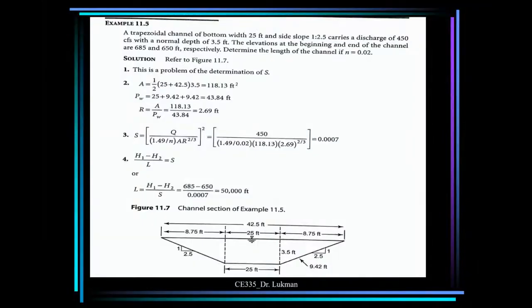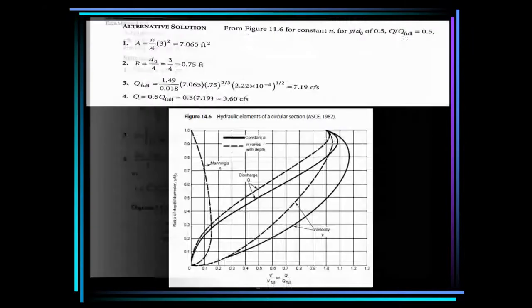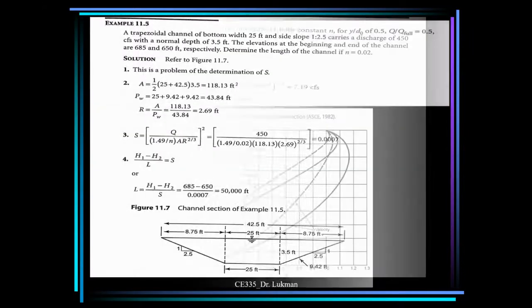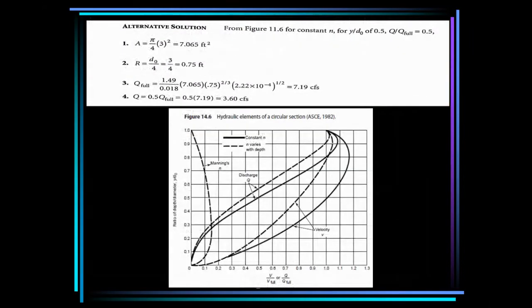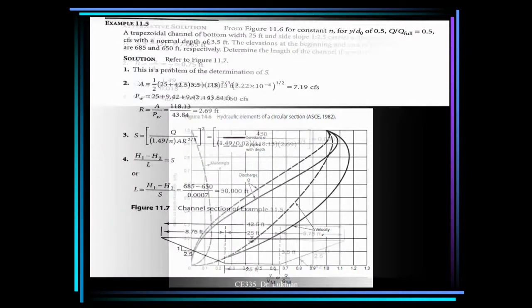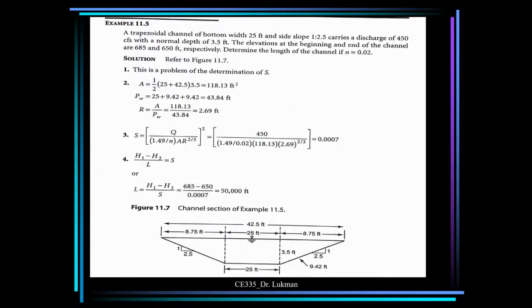Okay, so now let's move on to this one. Now, here we have a trapezoidal channel of bottom width 25 feet, which is B, and side slope 1 to 2.5. Sometimes it is better indicated, okay?